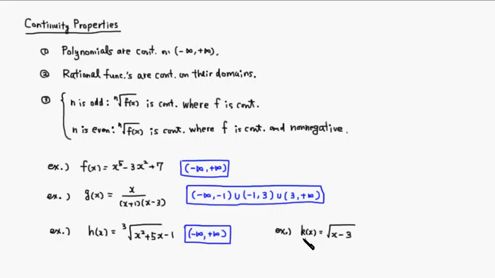Last one: k of x is equal to the square root of x minus 3. So x minus 3 is continuous everywhere, but you have to make sure that it is non-negative. So x has to be greater than or equal to 3. It starts from 3, which makes it 0, and anything above that would be fine. So this is where k of x is continuous.